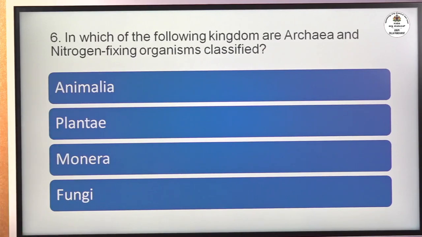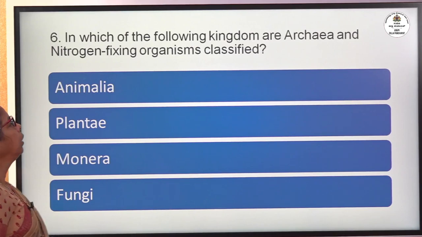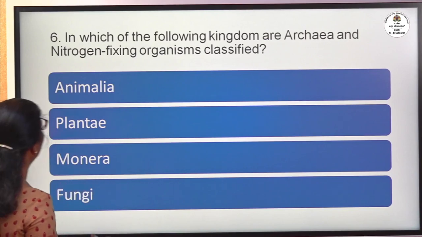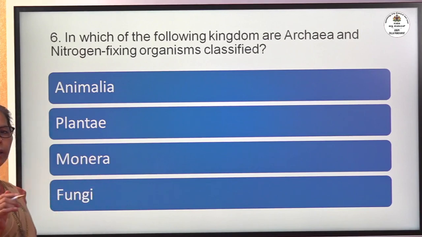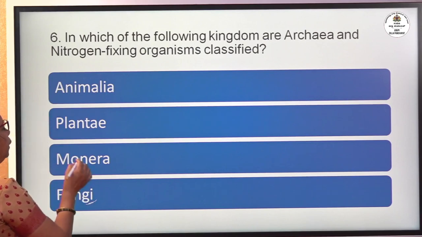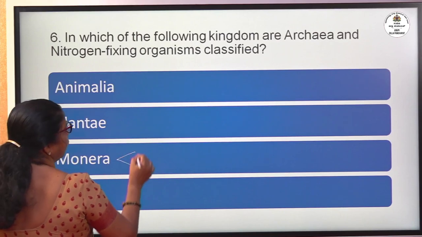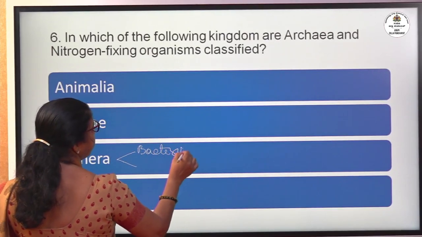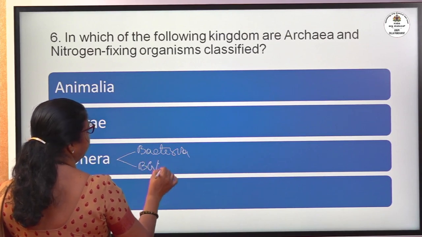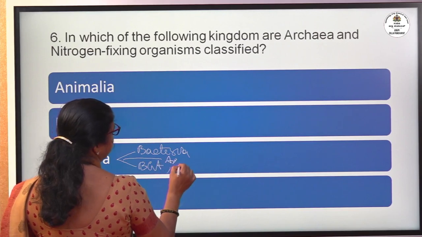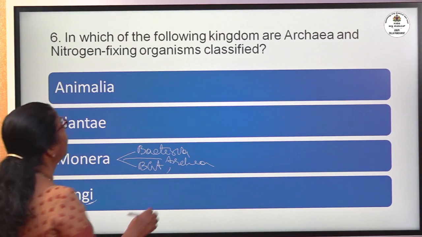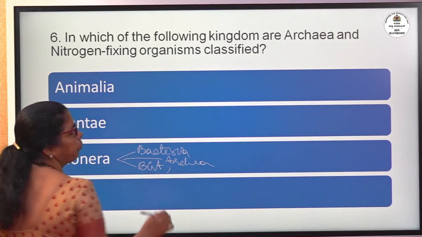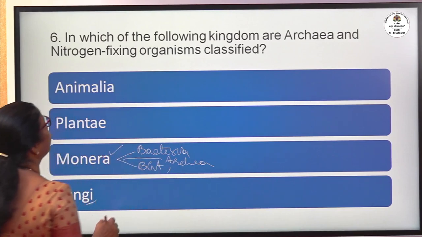In which of the following kingdoms are archaea and nitrogen fixing organisms classified? Kingdom Animalia includes animals, Plantae includes plants, and fungi are heterotrophic eukaryotic saprophytic organisms. Kingdom Monera includes bacteria, cyanobacteria or blue green algae, and one more, archaea. Archaea are found in extreme environments, and the nitrogen fixing organisms, the blue green algae, have heterocysts. So that is kingdom Monera.